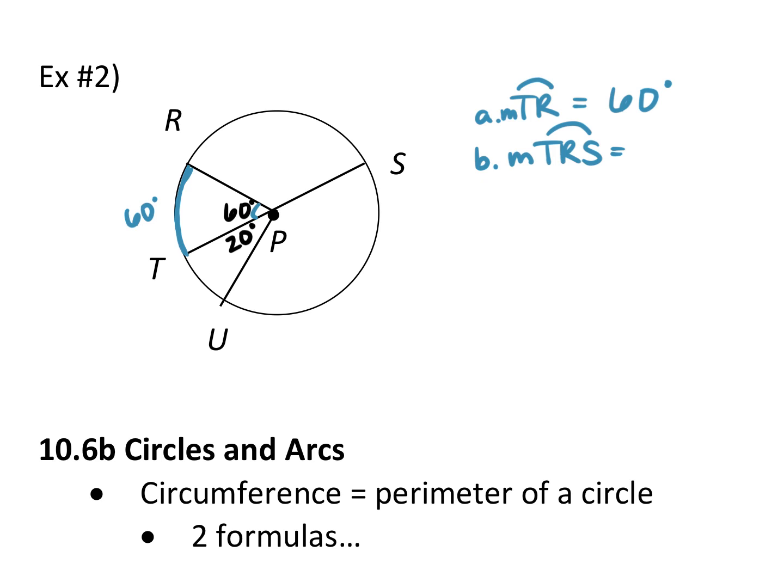All right, look at this. Arc TRS starts here, through R, around to S. How many degrees is that red arc? 180. Here's the deal. This is a diameter, right? It goes through the center. When you have a diameter and you find the whole arc from that, it's 180 degrees. Okay, so arc TRS is 180.